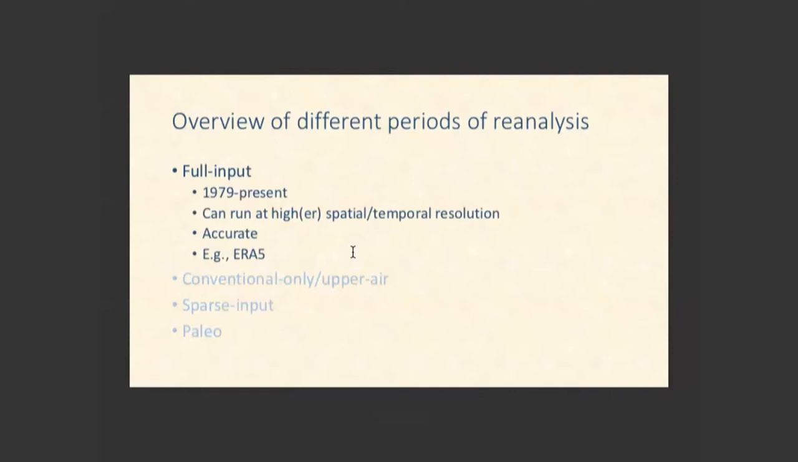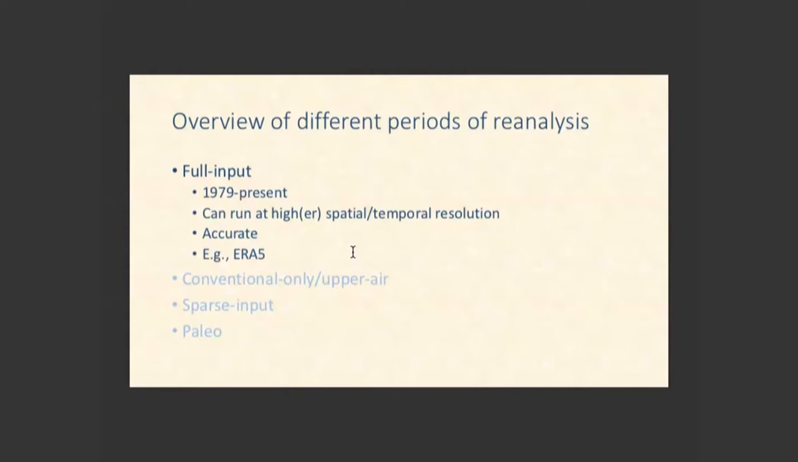Full input generally can only go back to 1979. I know there's been effort to push back further than that, but really, as we heard yesterday, even the modern-ish satellite era begins in 1979. So the further back you go, the more you're going to have to deal with artifacts due to observing system changes. Because this time period of 40 years is relatively short, we can run at higher spatial and temporal resolutions. They're also going to be the most accurate of all the ones I've listed here because they can use satellite data. And ERA-5, of course, is the example that we all know.